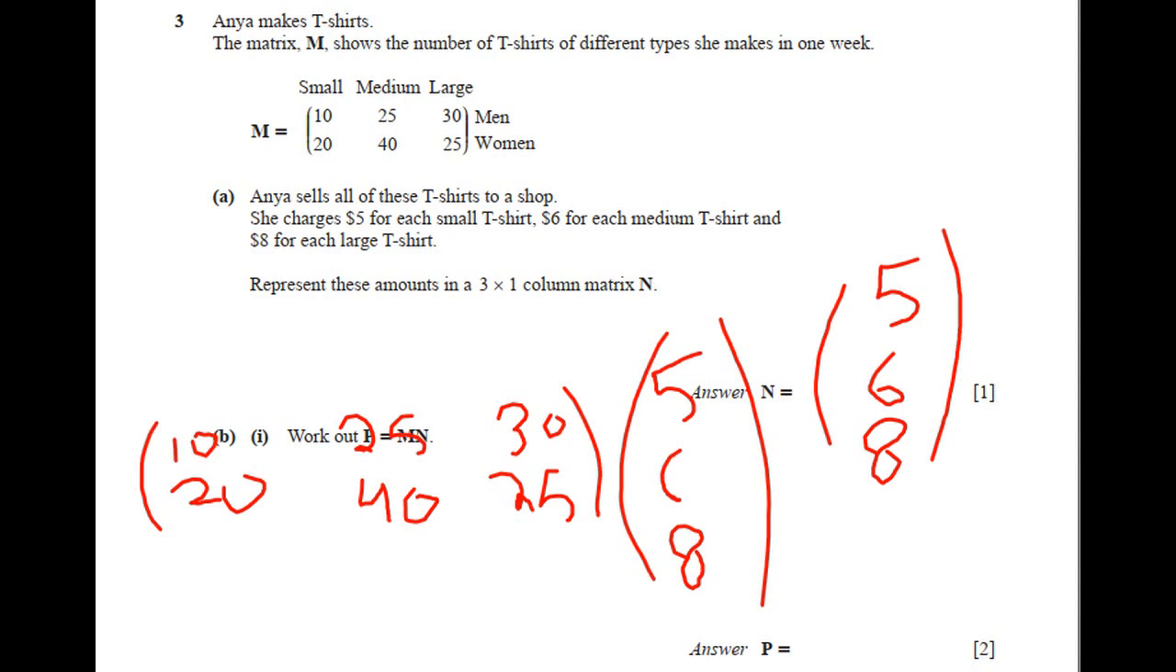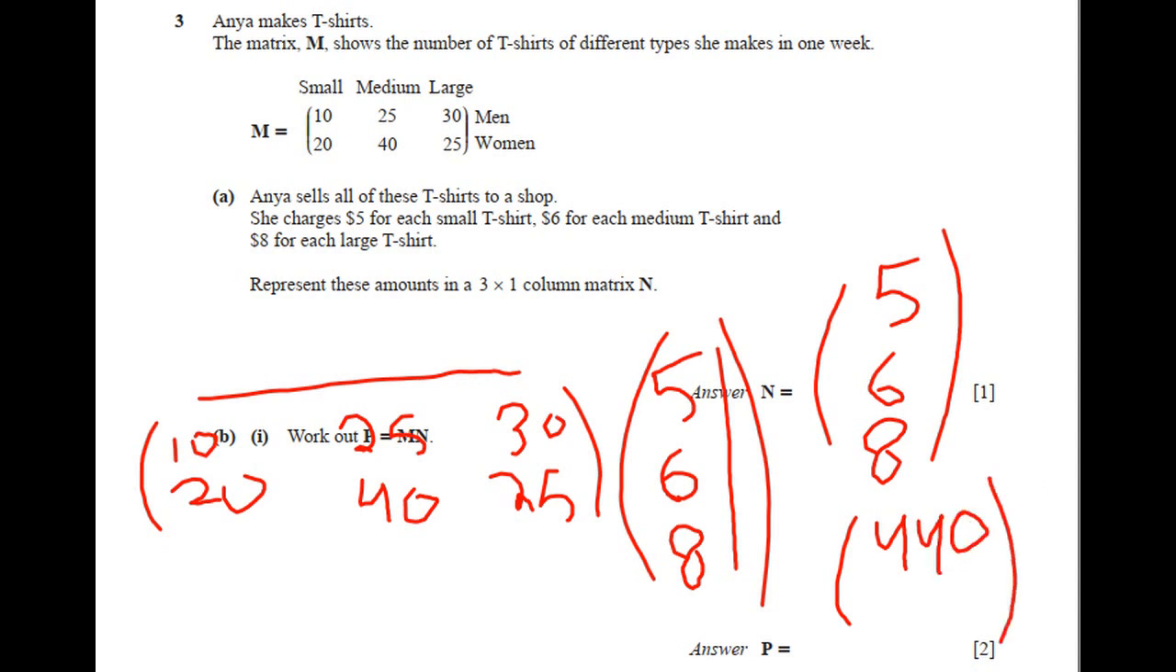Okay. So how do we multiply this? First multiply this row with this column. So we get 10 times 5 plus 25 times 6 plus 30 times 8, which gives us 440. So I'm writing 440 over here. And then this row with the same column. So 20 times 5 plus 40 times 6 plus 25 times 8, which gives us 540.